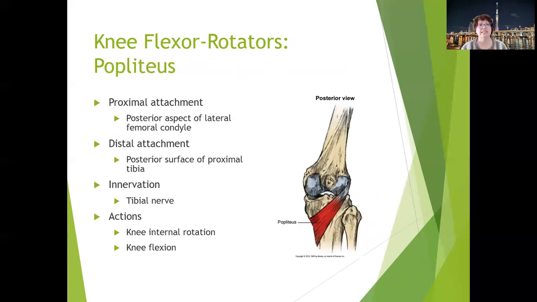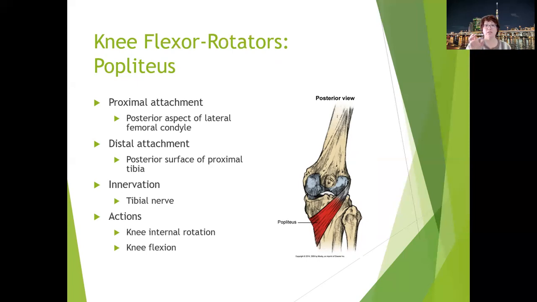So the popliteus, its proximal attachment is lateral. It's the posterior lateral aspect of the femoral condyle. Its distal attachment is the posterior surface of the proximal tibia. So it runs lateral to medial. So that lateral to medial, that should clue you in that it has some rotational abilities. It's innervated by the tibial nerve, tibial portion of the sciatic nerve. It initiates knee flexion, and it performs knee internal rotation.